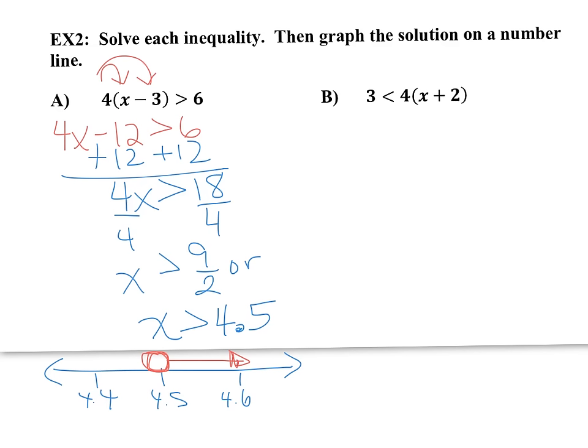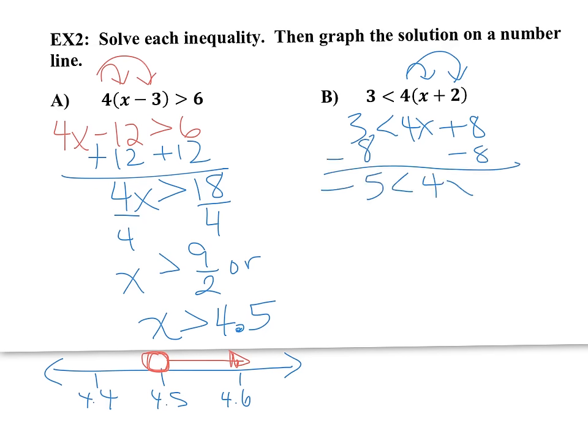Now in part B, I'm still going to distribute, so I distribute the 4 to the x, 4 to the 2. So now I have 3 is less than 4x plus 8. I subtract 8 from each side, and now I have negative 5 is less than 4x. Divide each side by 4, and I now have negative 5 over 4 is less than x. But because I cannot have my variable on the right-hand side, I have to do the line of reflection, and it's now going to be x is greater than negative 5 over 4.